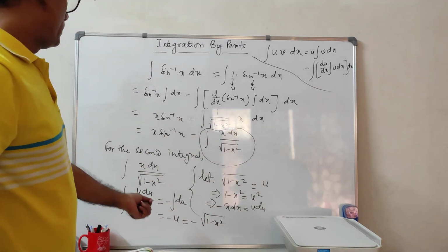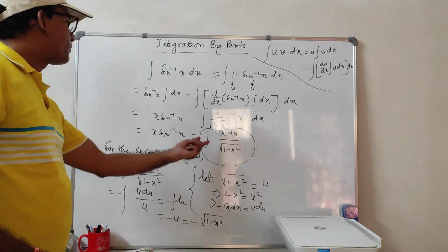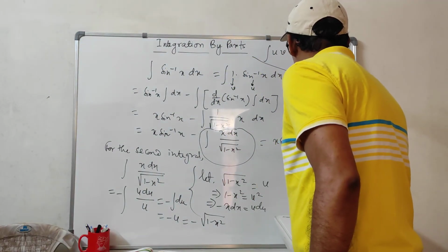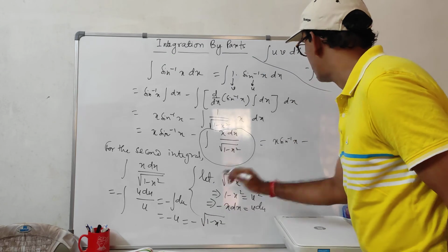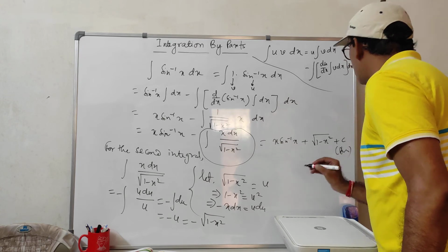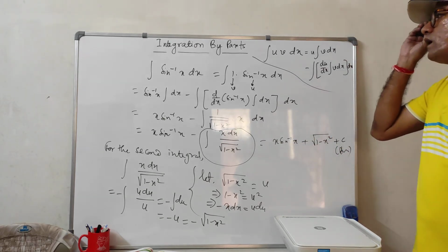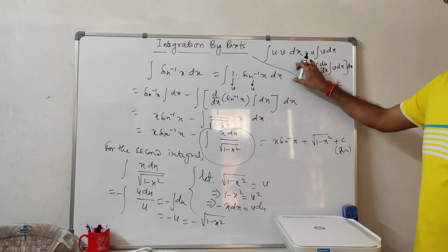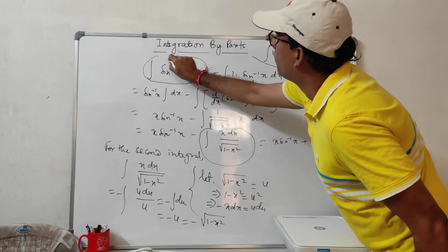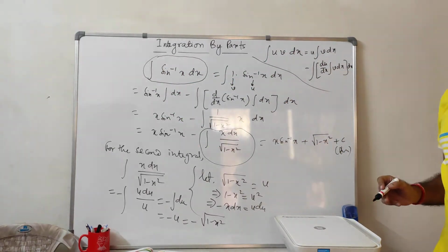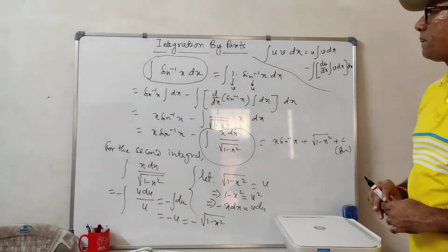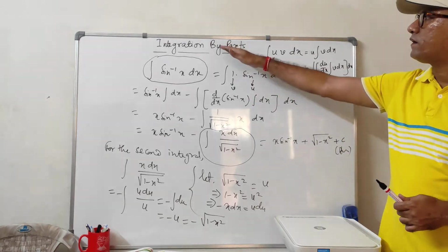So just put the result of this integral here. So this will be x sine inverse x minus this, minus, plus root over 1 minus x square plus c. So this is the complete result. So with the help of integration by parts, we solved this type of integral which we could not solve with the use of the general method of substitution earlier. So this is the advantage of integration by parts.